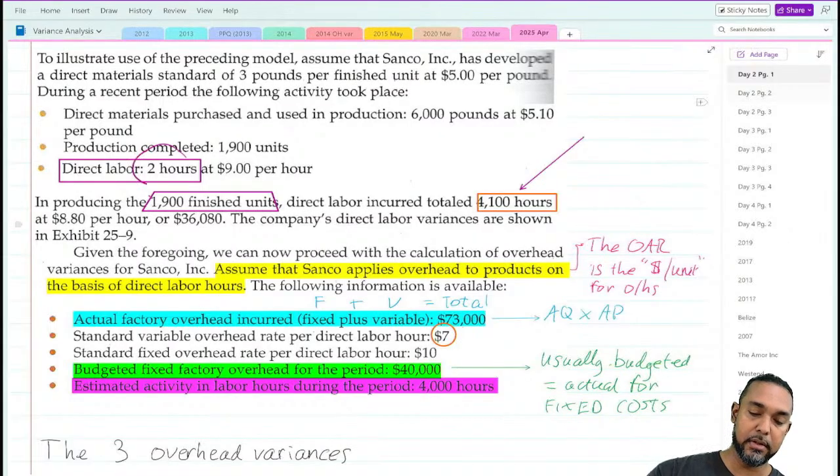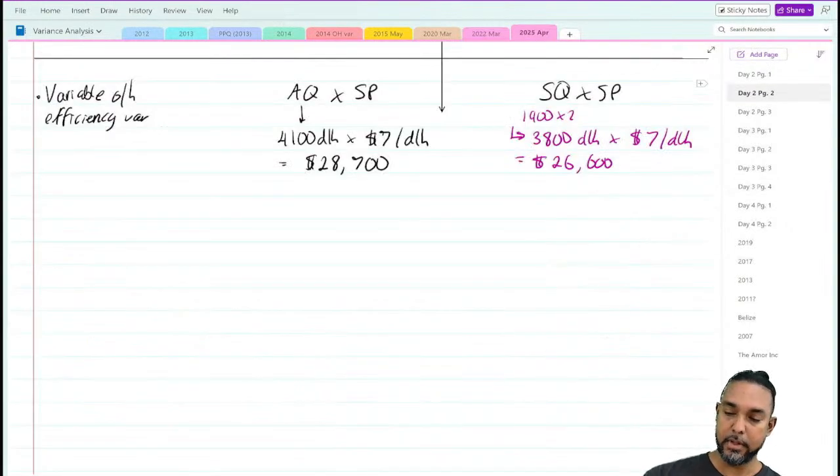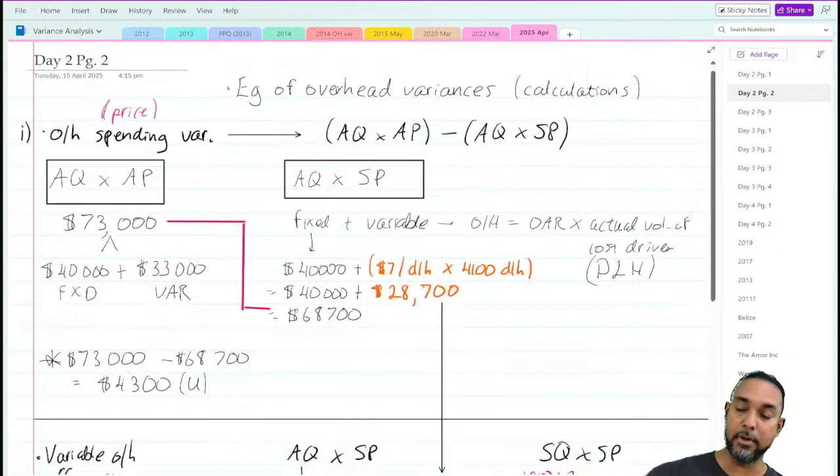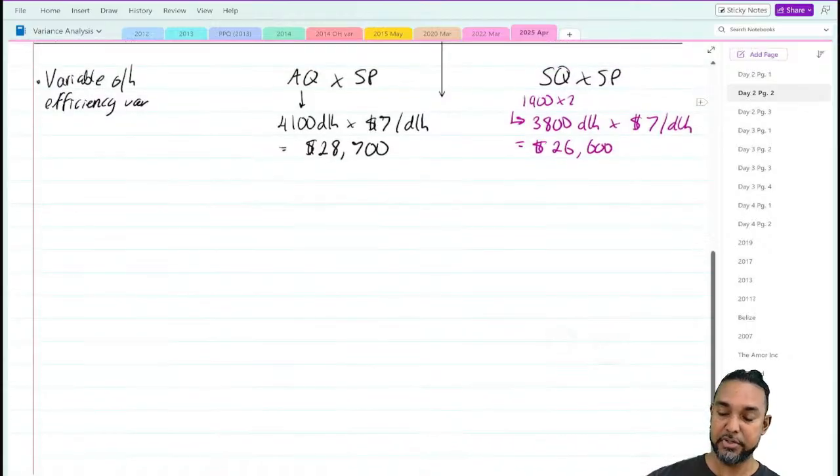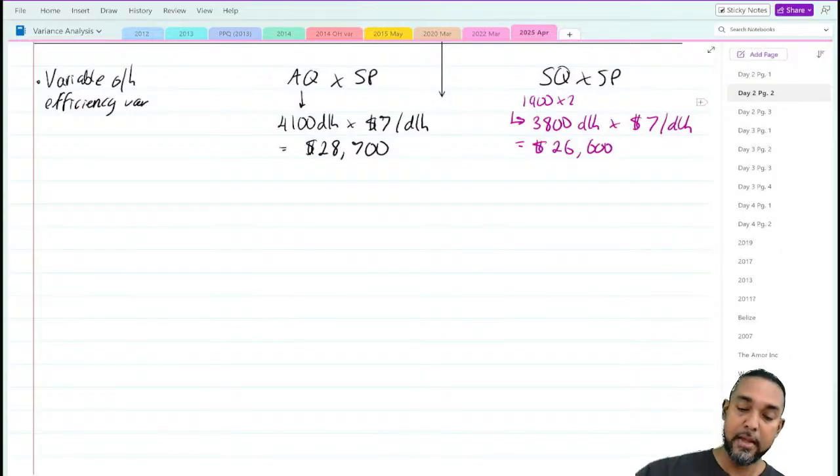But normally they use 2 hours per unit and they made 1,900 units, right? So 1,900 by 2 is 3,800. That is how many labor hours we were supposed to use to make 1,900 units. We were supposed to use 3,800. We ended up using 4,100. So clearly we're going to have an adverse variance. And of course, in each case, you have to multiply by standard price.